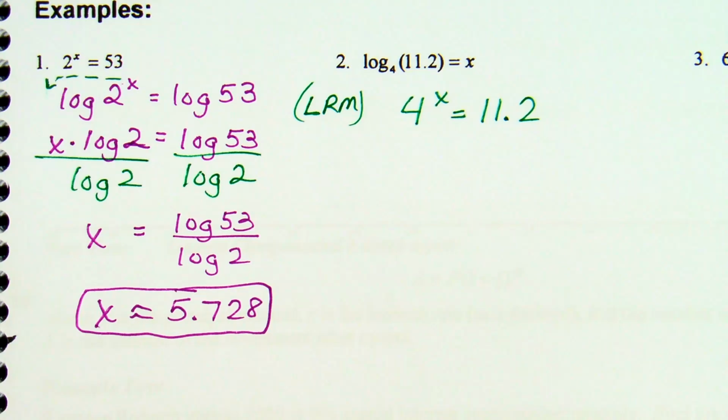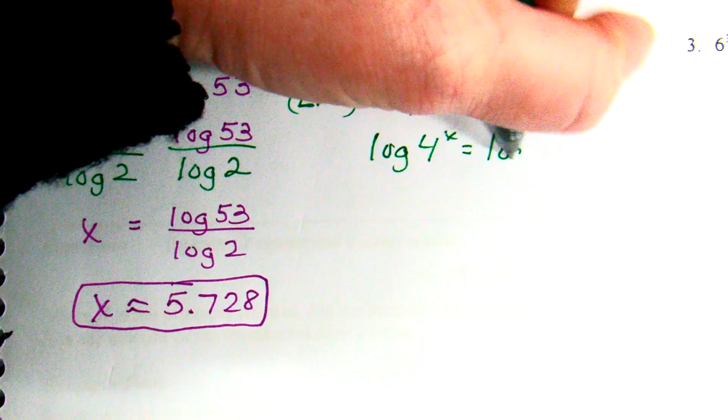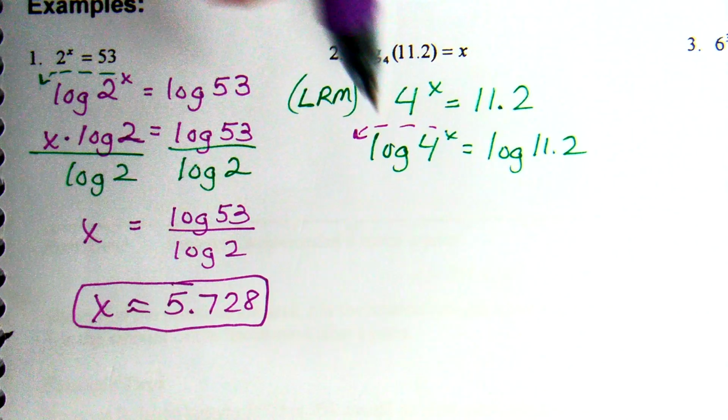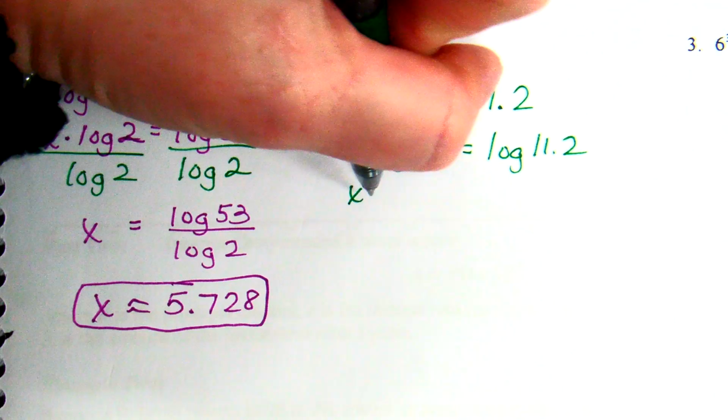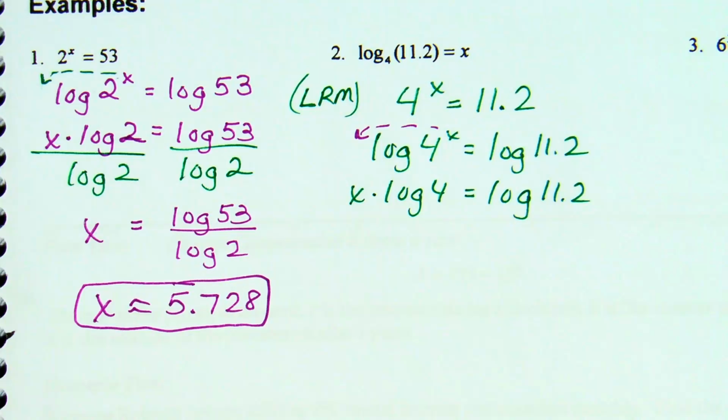And now, it's a problem like the previous problem, isn't it? Can 4 and 11.2 be made the same base? No. So what do? Take the log of both sides. So the log of 4 to the x equals the log of 11.2. The power rule says we can take that x out front. So it's x times the log of 4 equals the log of 11.2.